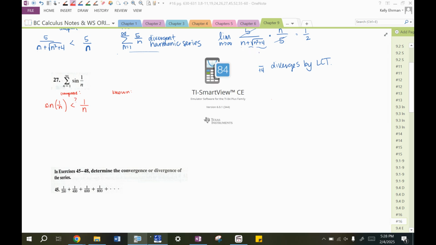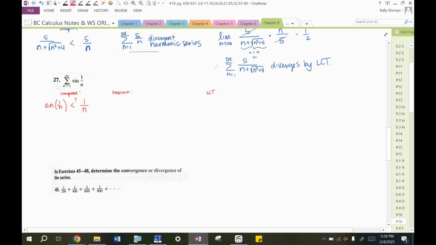So I did verify this in my graphing calculator, if it will fire up for me. Okay, while I'm waiting for that, I'm going to write down what I know. So I do know that the series from 1 to infinity of 1 over n is, again, the divergent harmonic series.